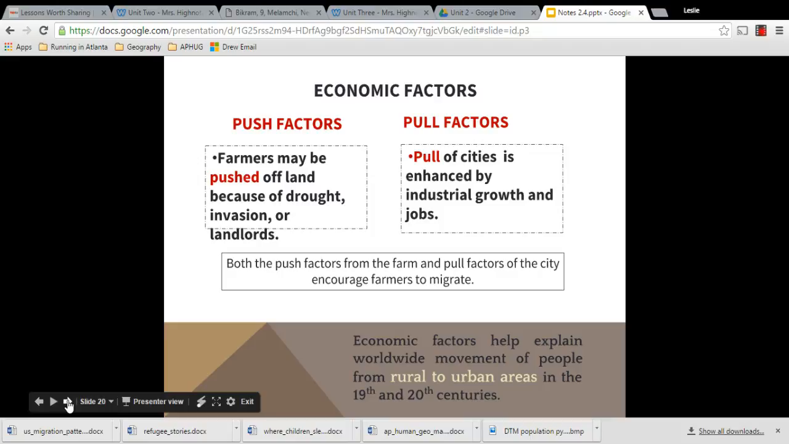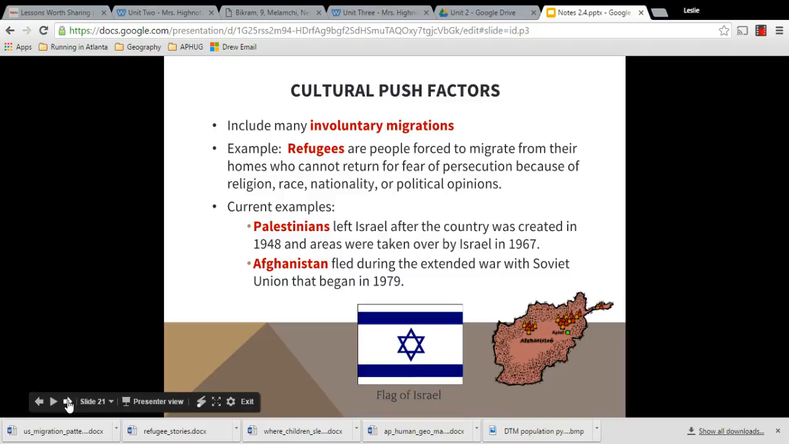Economic factors help explain the worldwide movement of people from rural to urban areas, particularly in the 19th and 20th centuries. There are cultural push factors, and cultural push factors are related to a lot of involuntary migrations. So an example would be refugees, and that's going to be an important vocabulary term for you to know. Refugees are people forced to migrate from their homes who cannot return for fear of persecution because of religion, race, nationality, or political opinions, to name a few reasons.